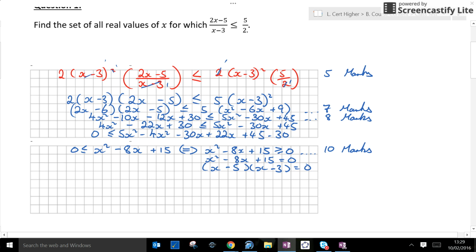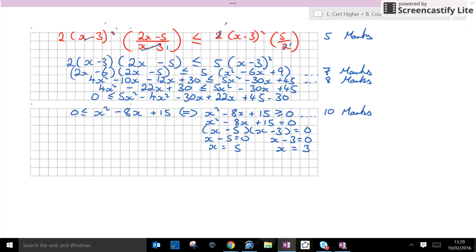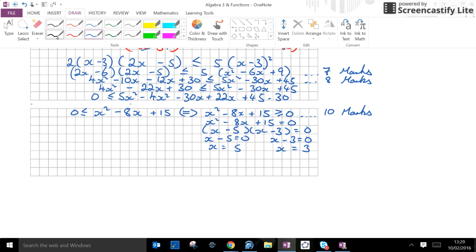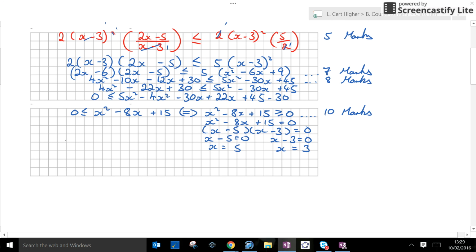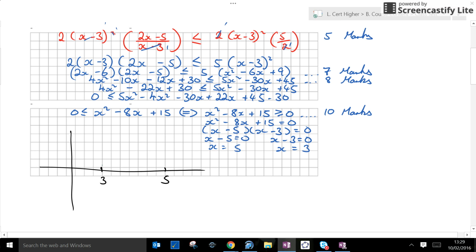Okay, so I let each of these factors now equal 0. So I get x minus 5 equals 0, therefore x equals 5. And I have x minus 3 equals 0, therefore x equals 3. These are the critical points. We're now going to graph this, and it's only going to be a quick sketch of the graph. We know, since the roots are 3 and 5, that this graph will cross at x equals 3 and x equals 5. And I know it's a quadratic, therefore it'll have the curved shape.